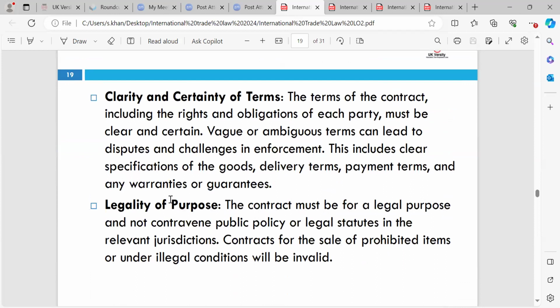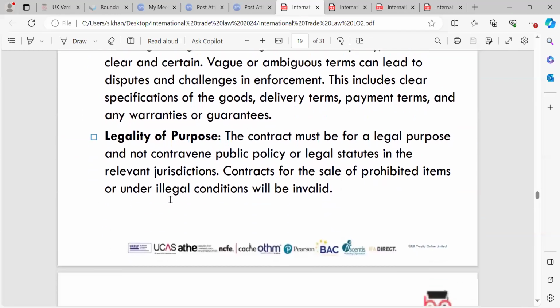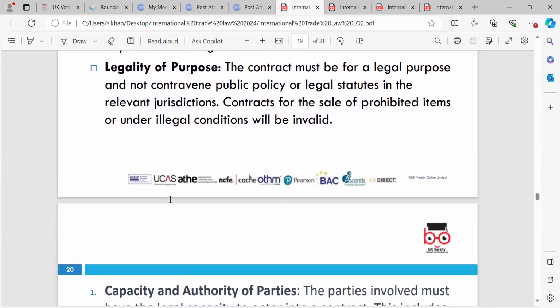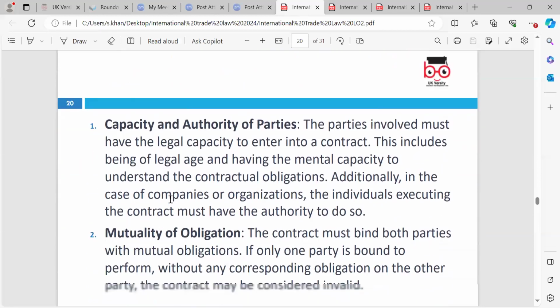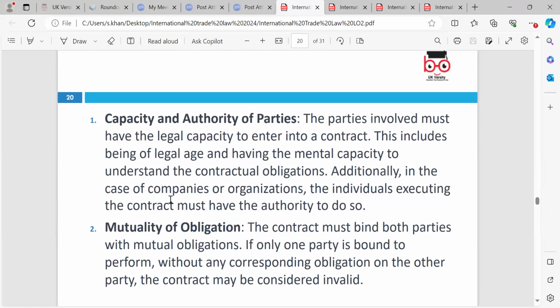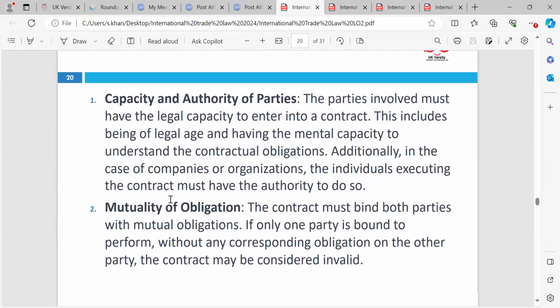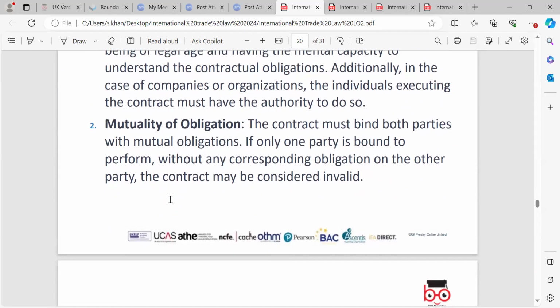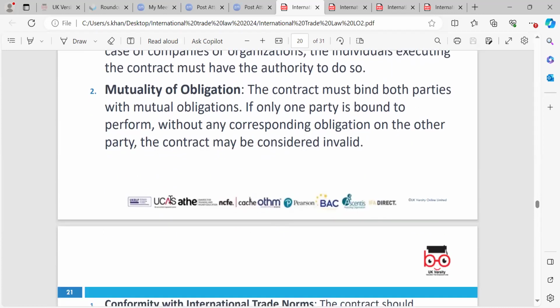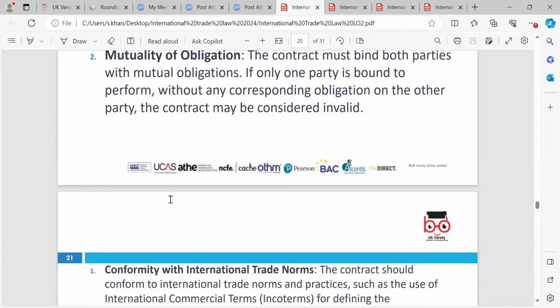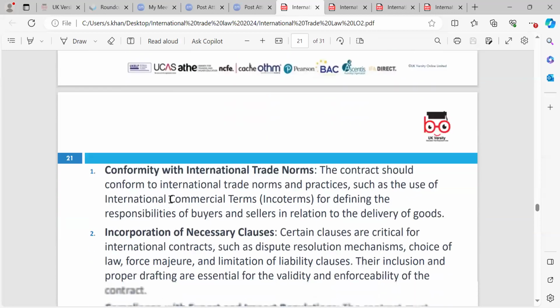Clarity and certainty of terms. So the terms of the contract and the rights and obligations must be clear and certain. Legality of purpose. So the contract must be for a legal purpose and not contravene public policy. Capacity and authority of the parties. So as we mentioned earlier, the legal parties must have the legal capacity to enter into that contract. Mutuality of obligations, so the contract must bind both parties with mutual obligations.